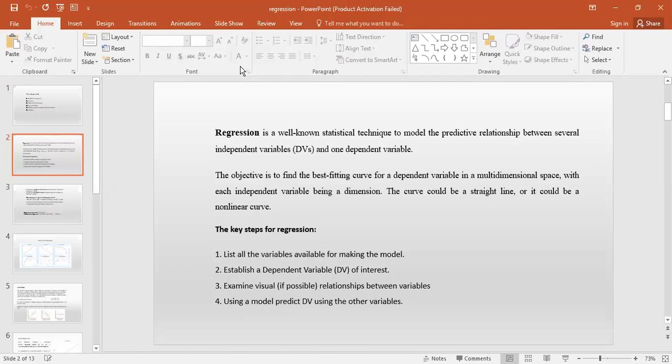The main key steps are: first we take the data set, then we establish which is the dependent variable of interest, then we visualize the dependent variable against the rest of the independent variables, and lastly we get to know the most predicted value, or the value which we need to predict. Regression comes under supervised machine learning models, where the output is already known based on previous data sets, and we predict or forecast the next outputs.